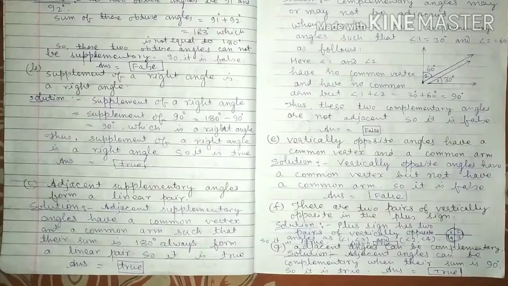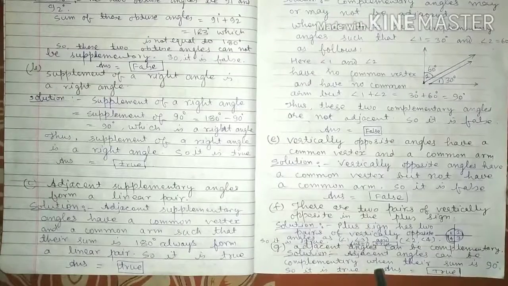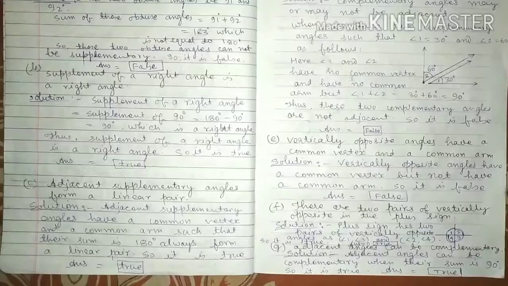Question number G. Adjacent angles can be supplementary. For the solution of this question, we write adjacent angles can be complementary when their sum is 90 degrees. So it is true. Answer is true.